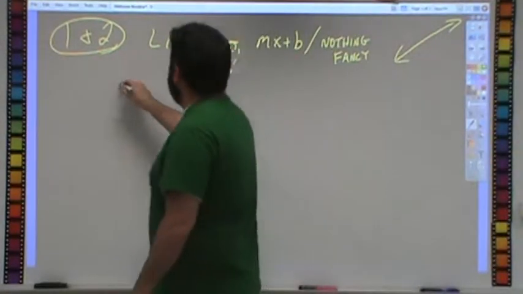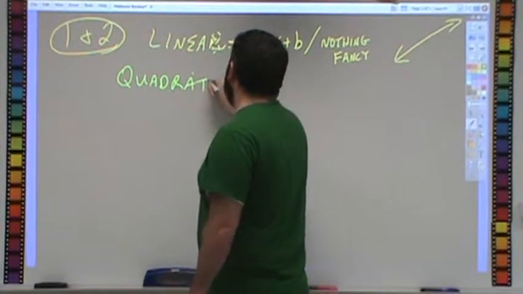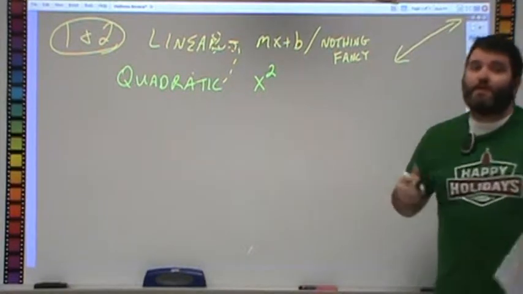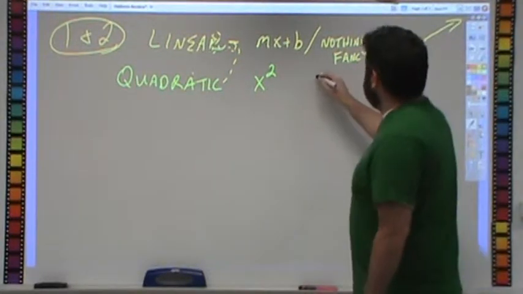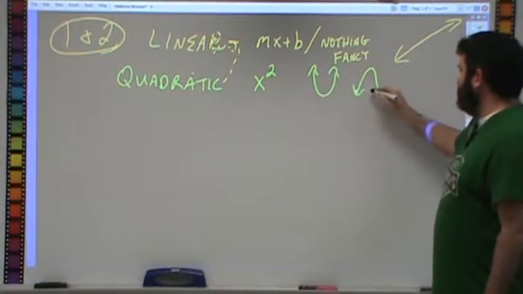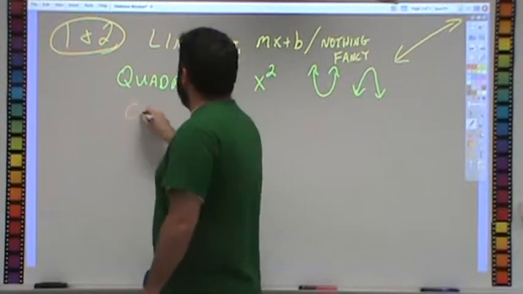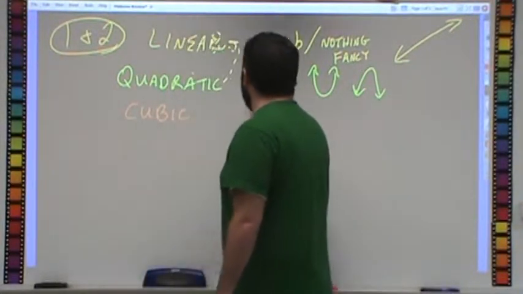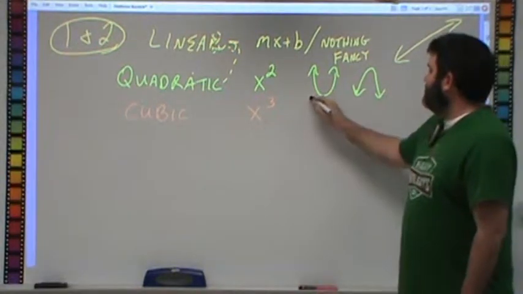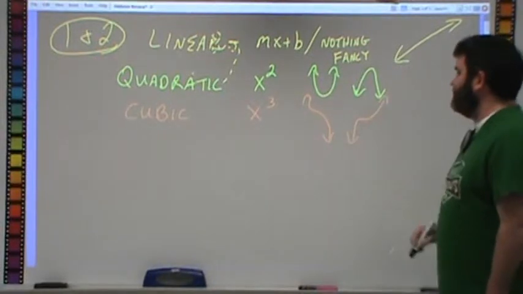The next one would be quadratic. In quadratic, when it comes to the equation, you're looking for an x squared. Nothing higher than an x squared. As far as the graph goes, we all know that's a parabola, so either an up U or a down U. Next on the list is cubic. If it's cubic, you're looking for an x cubed. No power higher than an x cubed. This, if you remember, is like the little S-shaped graph going either up or down. That's your cubic.